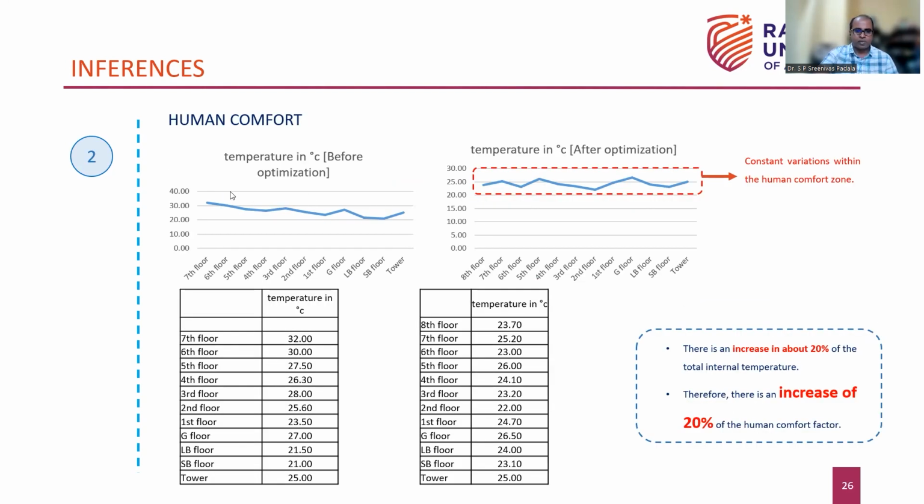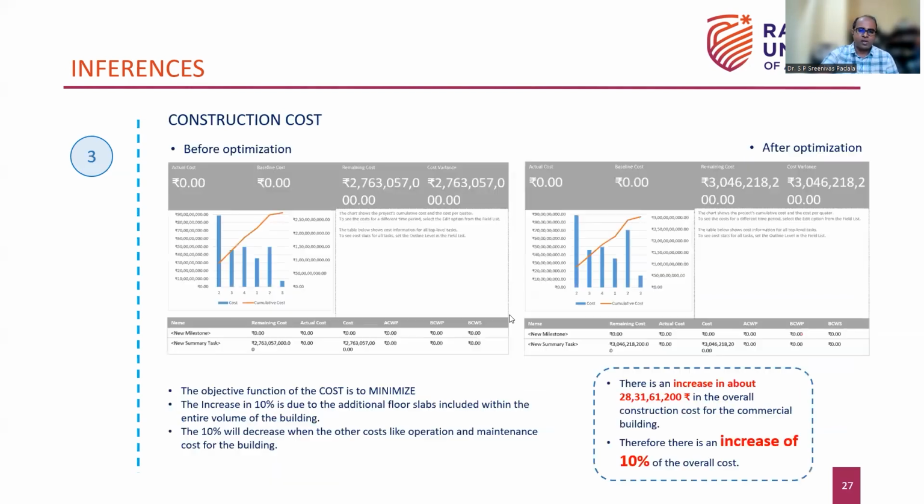You can see on the left-hand side, before automation, there are temperature changes. Every floor has different temperatures, but after automation, especially after optimizing the volumes, we found the temperature changes will not be there throughout the floors. So the entire building will have the same temperature, which means there will be constant conditions within the human comfort zone.